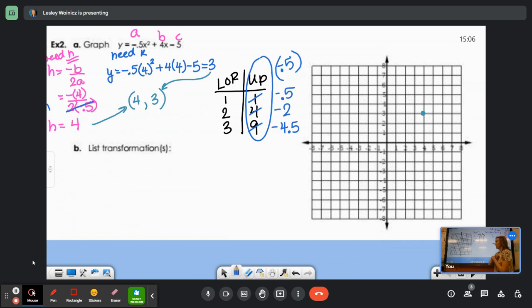So that pattern will give me 6 more points after my vertex. I can go left 1 down a half, right 1 down a half. Left 2 down 2, right 2 down 2. Left 2 down 4 and a half. Left 3 down 4 and a half. Oh, I got my left and right backwards. It's fine.